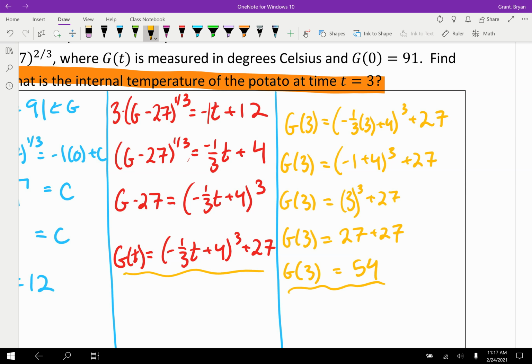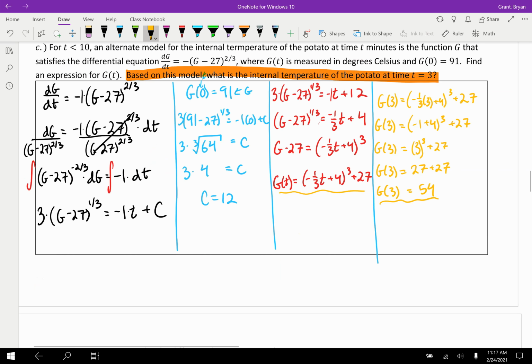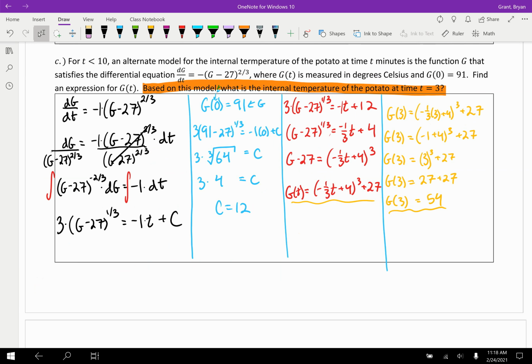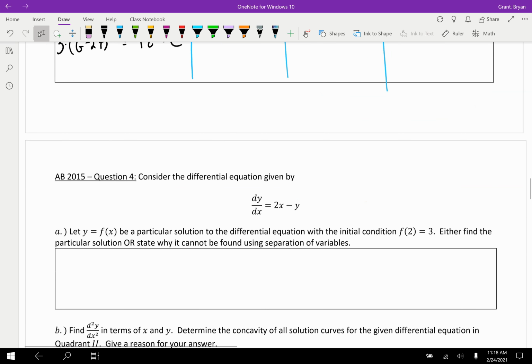This was worth a ton of points. It was an overall quite tough free response question. But hopefully you're getting the idea of these separable differential equations. Variables on each side, so we separated them. Integrate each side, find the value of c, isolate the output. Okay, let's keep moving on.